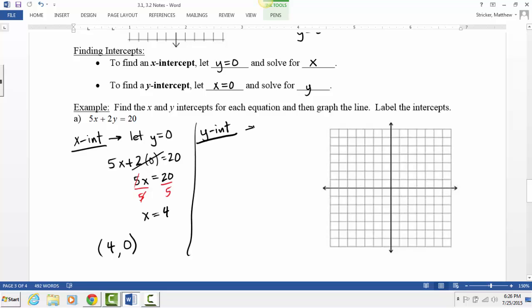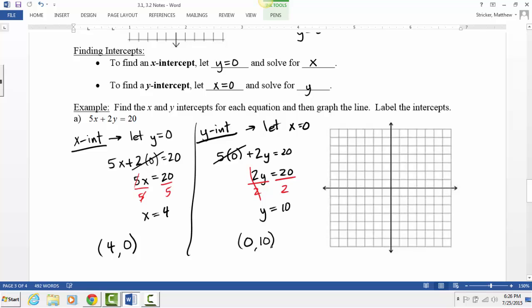Okay, and then likewise we can find the y-intercept. We do the opposite. We let x equal 0. So when we plug in x equals 0, we get 5 times 0 plus 2y equals 20. And now the first part goes away, leaving just 2y equals 20. And we can go ahead and divide by 2 on both sides, giving us y equals 10. Of course, to do that, we had to let x, that's the first number in our ordered pairs, be 0, and y equals 10.